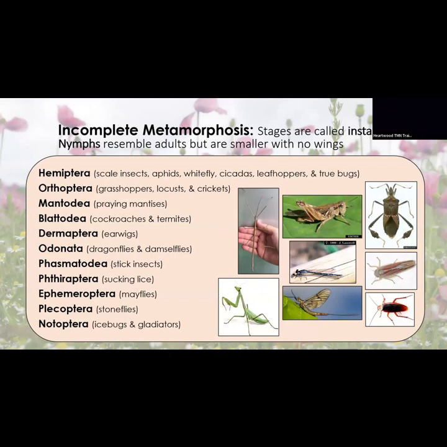So those that undergo incomplete metamorphosis are sometimes called hemimetabolic. Hemi meaning half, right? Like halfway, hemisphere. Hemimetabolic, that means they are a hemimetamorphic. That's why I just put incomplete up there. So you've got all of these orders undergo incomplete metamorphosis.